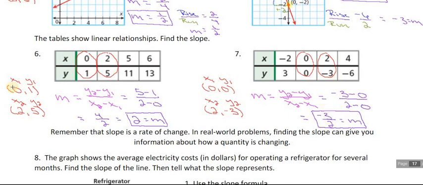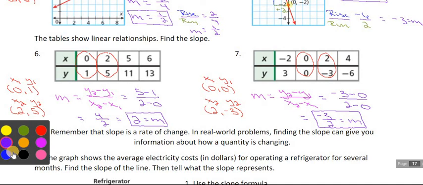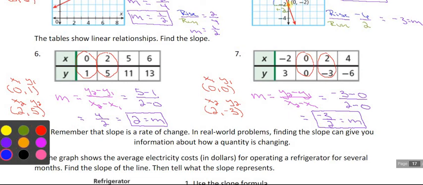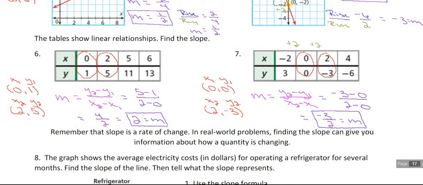You may have also noticed that in this particular situation, with my change in x's and change in y's, I do have a constant change in x's. From negative 2 to 0, I'm adding 2. 0 to 2, I'm adding 2. 2 to 4, I'm adding 2. So my change in x is plus 2. Unlike number 6, I didn't have a constant change in x based on the data values that we had.